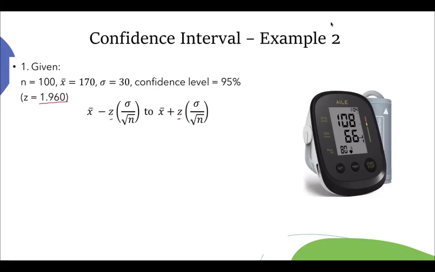So we put in 170 for the x bar minus the z-score, 1.960, times sigma divided by the square root of n. And then the upper limit of the confidence interval, x bar plus 1.960 times sigma divided by the square root of n. So this is the part where we're going to go to the calculator and evaluate this. So let me go and open up my calculator.